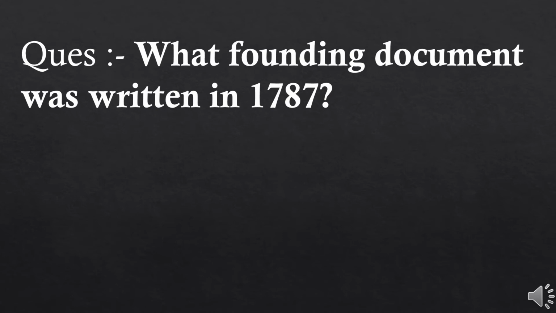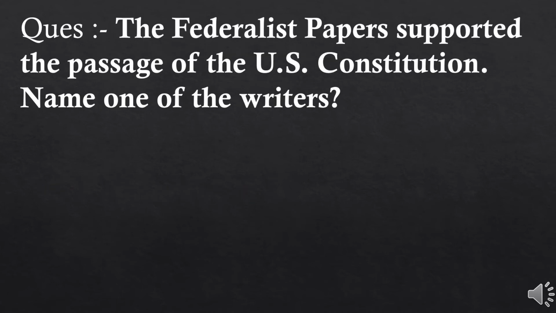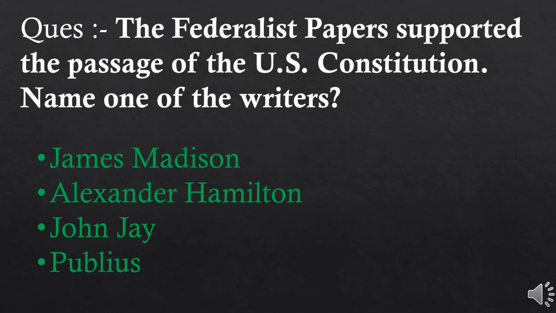Question 82. What founding document was written in 1787? U.S. Constitution. Question 83. The Federalist Papers supported the passage of the U.S. Constitution. Name one of the writers. James Madison. Alexander Hamilton. John Jay. Publius.